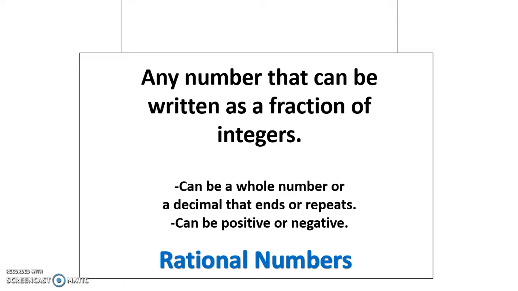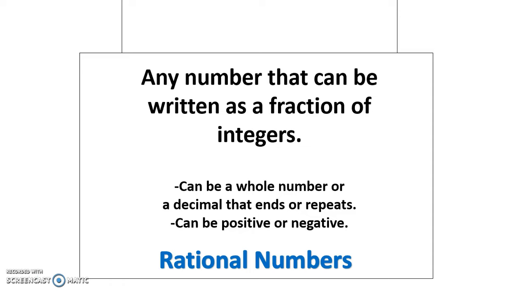So rational numbers are fractions, okay, but it has to be a fraction of integers, so we can't have decimals in our fractions. Fractions, or these rational numbers, can be a whole number. I think if we put any number over 1, it's just going to be a whole number. 4 over 1 is a fraction of integers, but we would simply write that as 4.